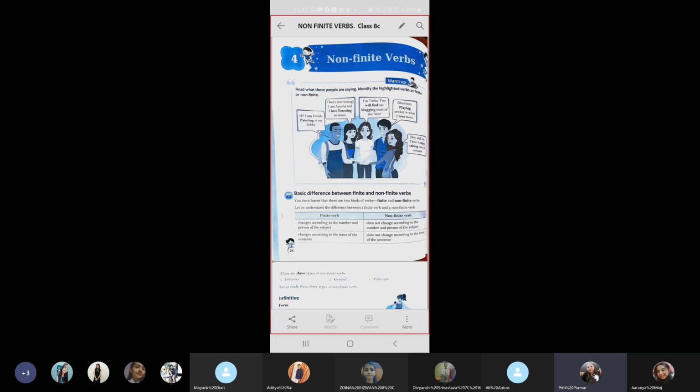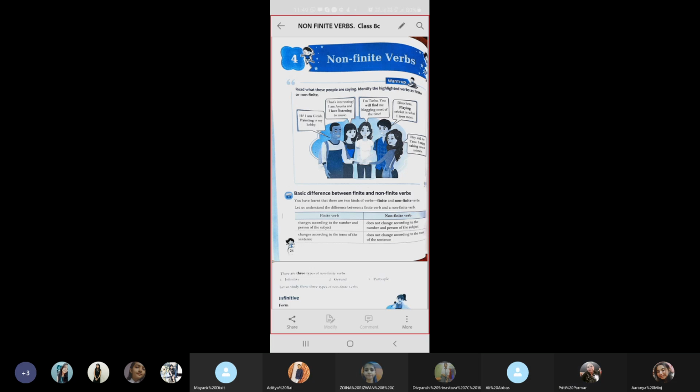So let us see. There are three types of non-finite verbs. Non-finite verbs are basically of three types. One is infinitives, the other is gerund, and the third is participles. Okay. Now, let me tell you quickly, finite verbs have a subject and exhibit tense. Whereas in non-finite verbs, the subjects do not change and there is no tense or number in them.